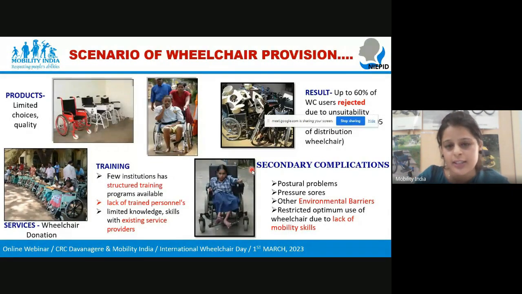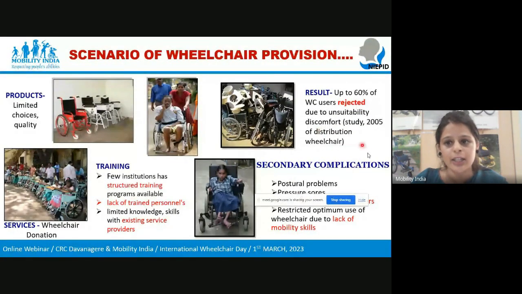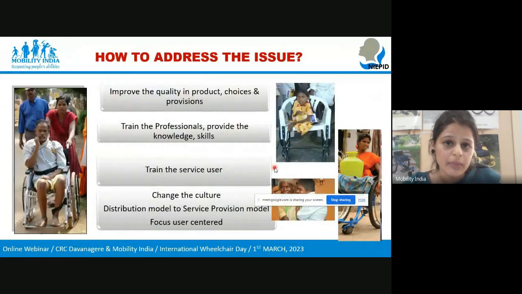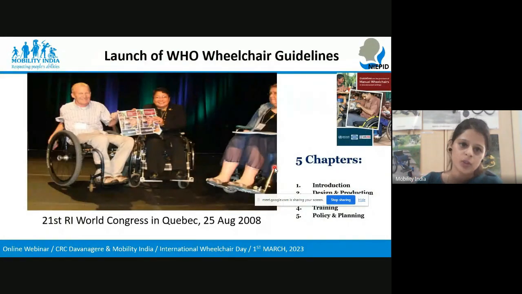A study was also conducted on this in 2005 by Mukherjee on donated wheelchairs, which said that 60% of users were restricted from using the wheelchair. This issue can still be addressed by improving the quality of the product, providing multiple choices in the product, and training the professionals who can directly train the service users. The possible complications can be reduced, which will improve the quality of life of the individual.